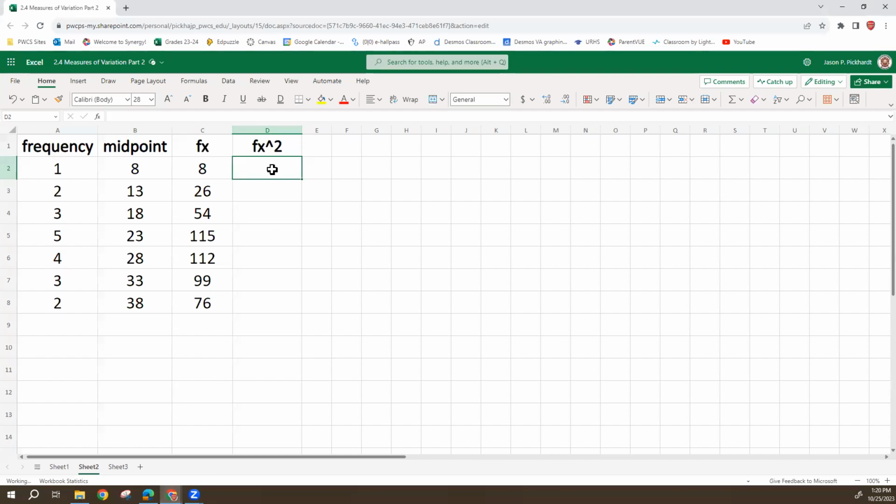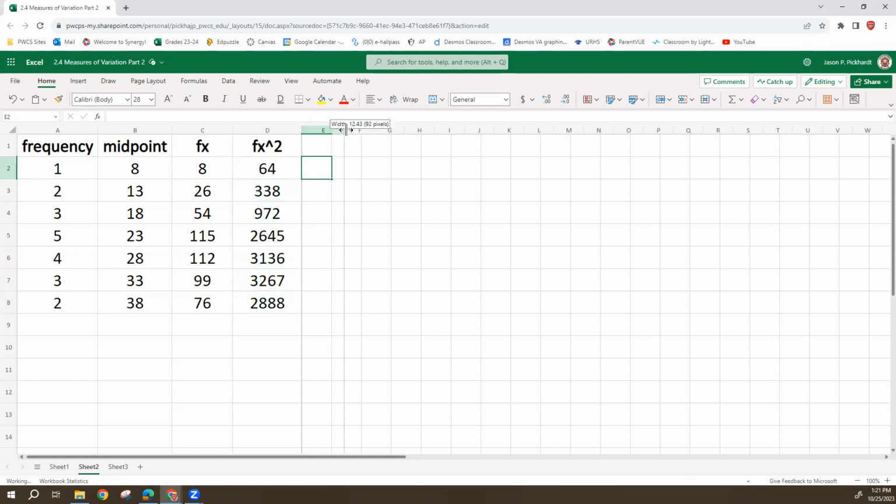So let's first calculate this column. I'm going to say equals my frequency times, and then I'm going to just do my midpoint. I don't know if that will work. Yep, it worked. We should get some pretty big numbers.